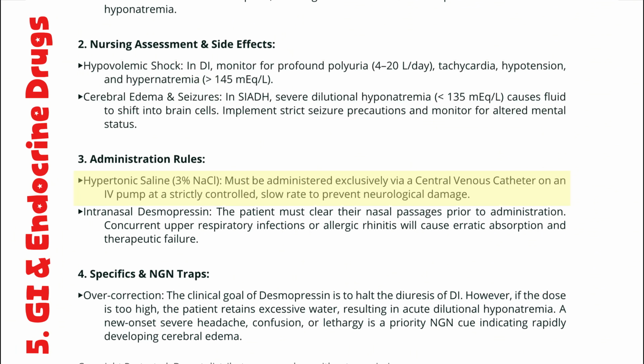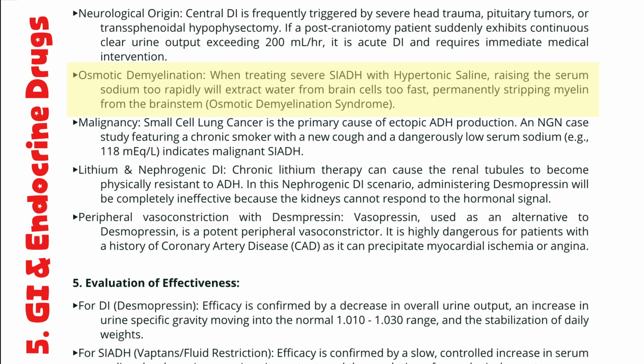Hypertonic saline for SIADH goes through a central line only on a pump at a tightly controlled rate. Desmopressin for DI needs clear nasal passages to actually absorb. Watch for overcorrection on both sides. With desmopressin, a new severe headache after starting it isn't a sinus symptom. It's dilutional hyponatremia setting in. With hypertonic saline, correcting SIADH too fast strips the myelin off the brainstem, a condition called osmotic demyelination syndrome.